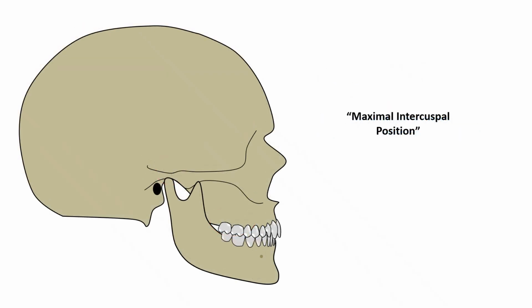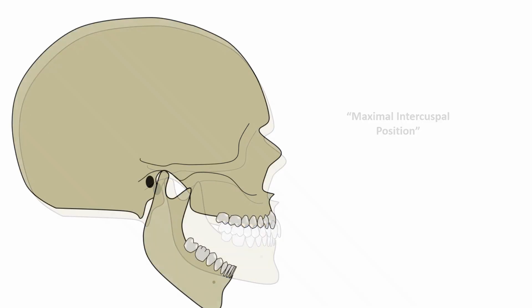Now let us see about maximal intercuspation position. This is a position in which the maximum amount of tooth contact happens. For this to happen, there should be a small slide from the centric position to the maximal intercuspal position. Now let us see how this happens.